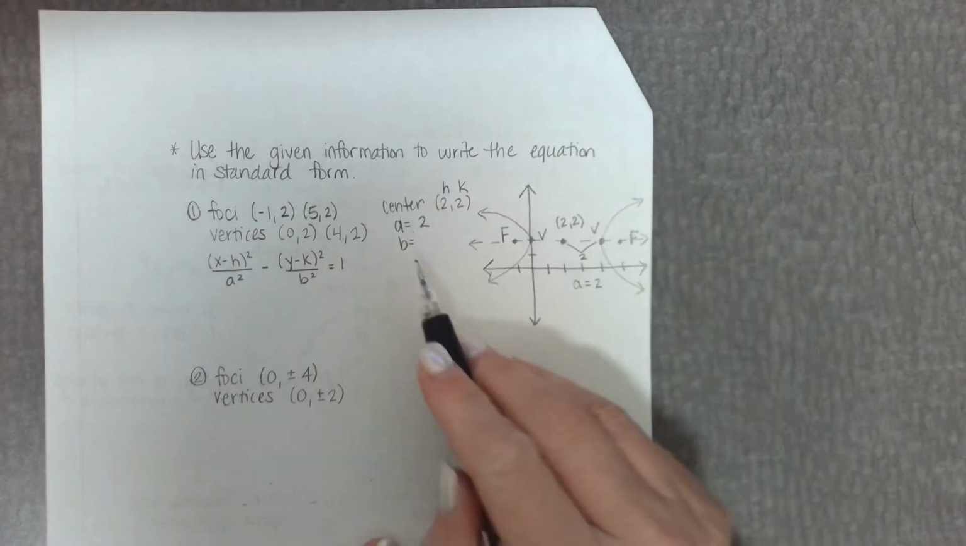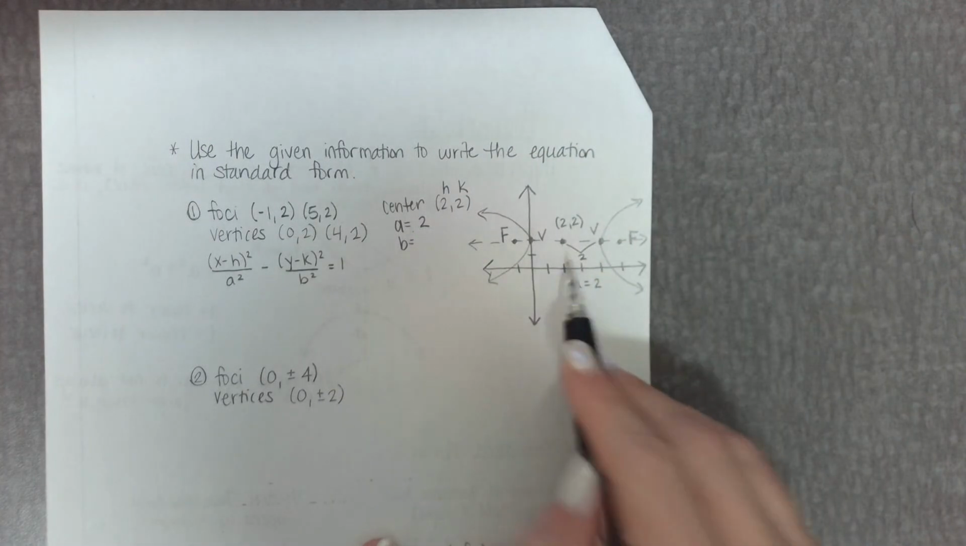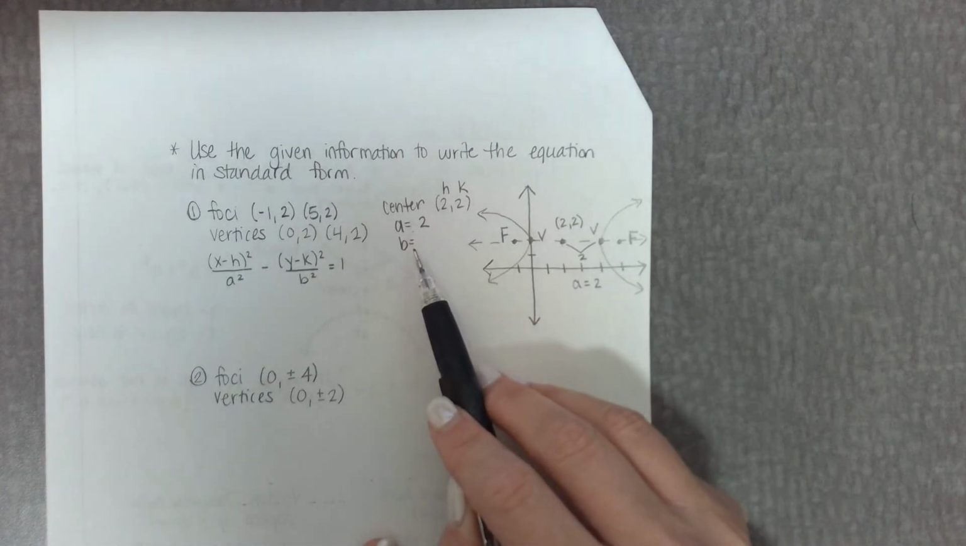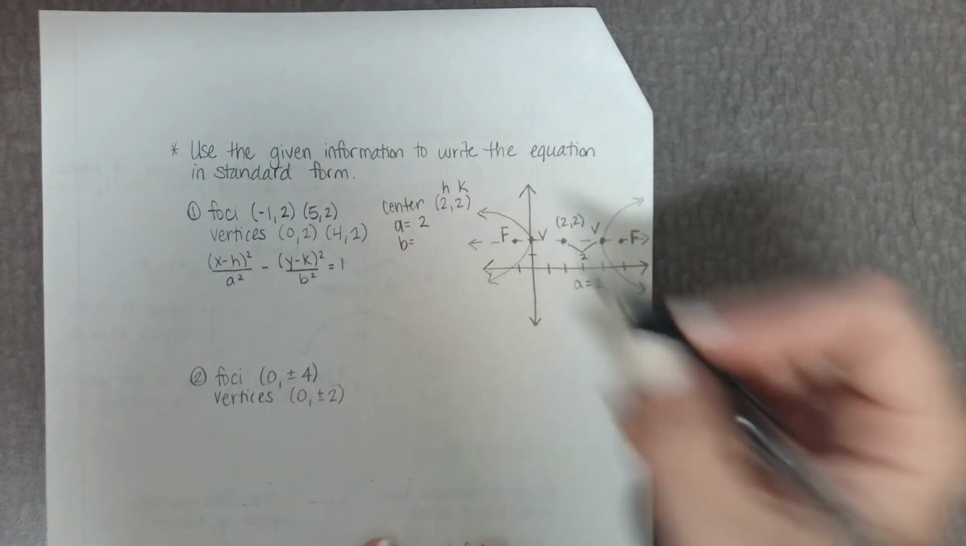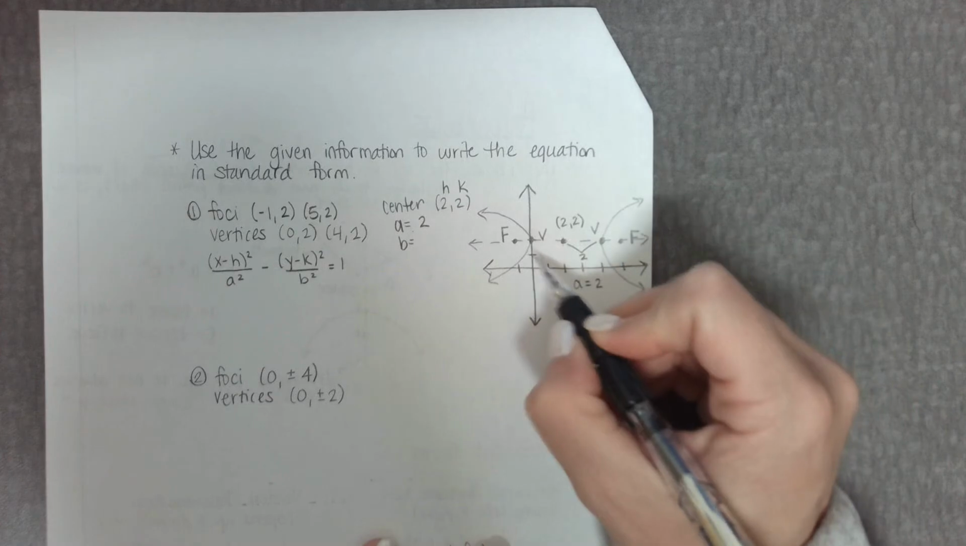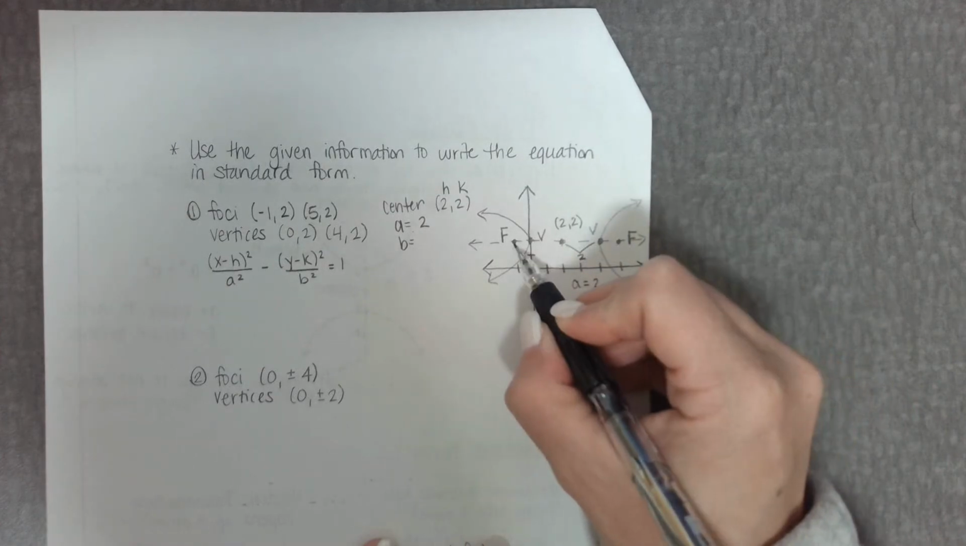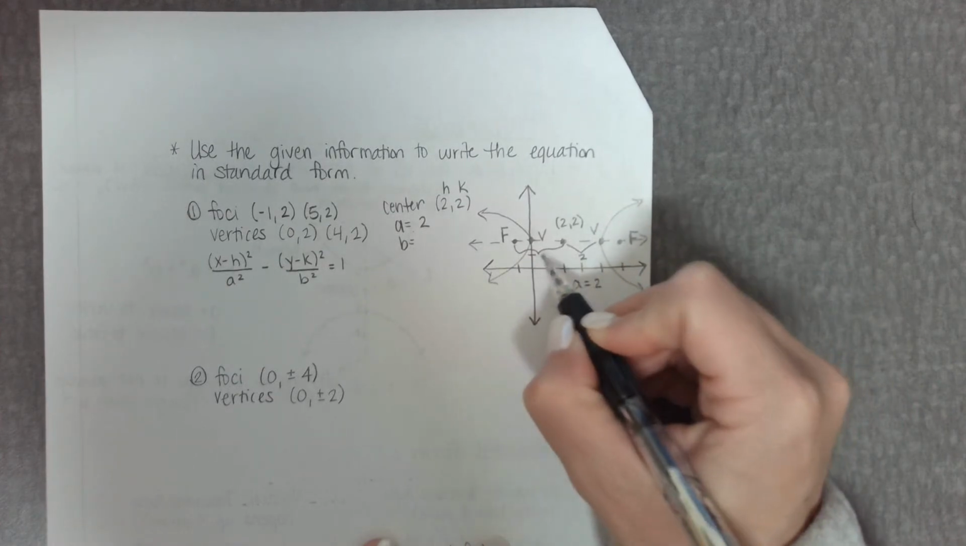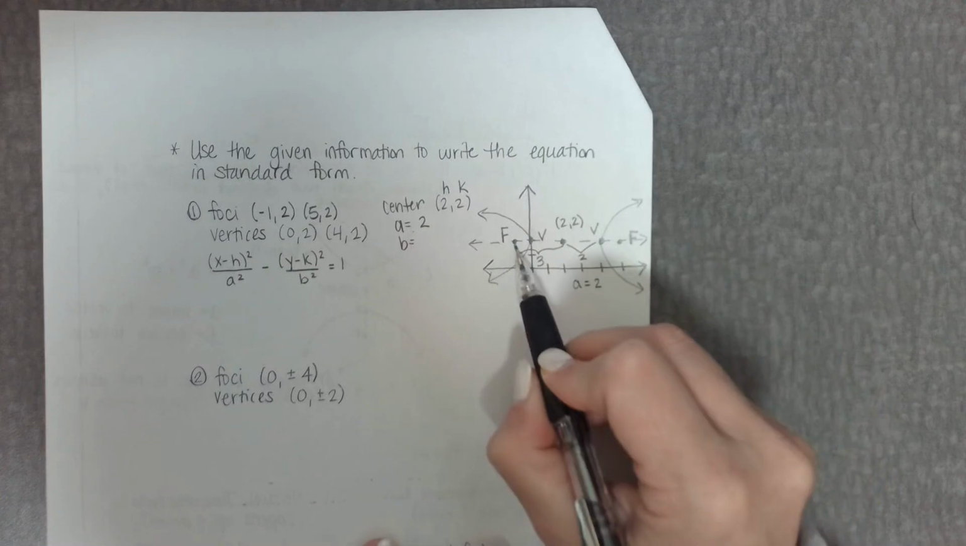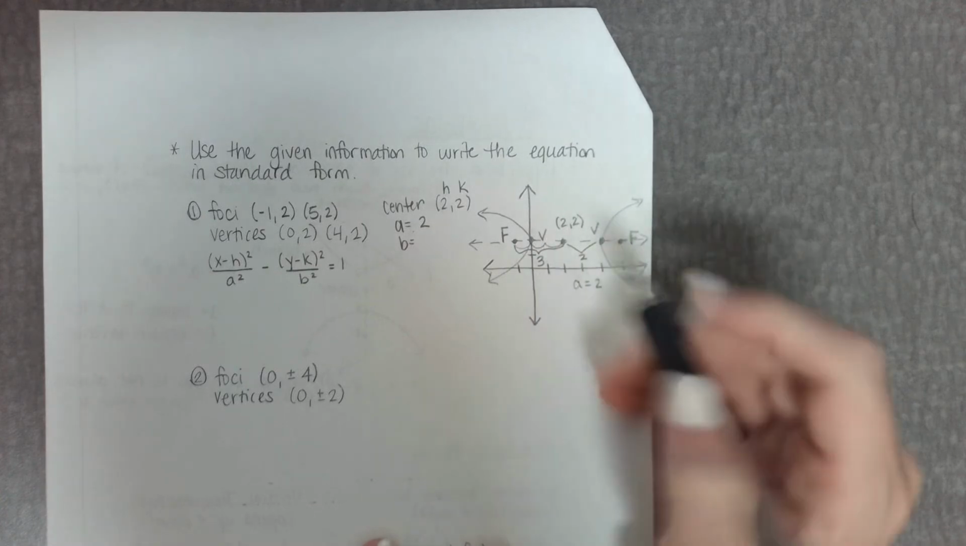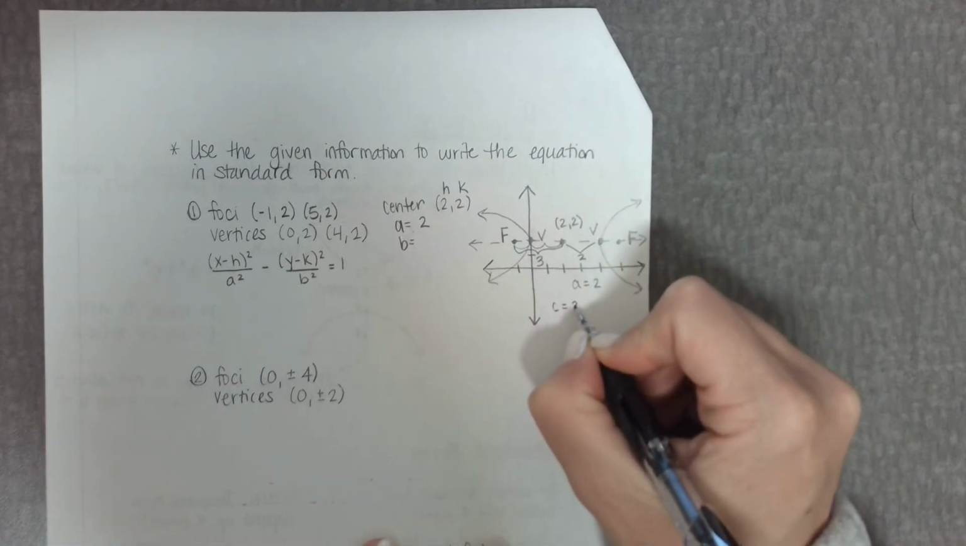All right, we can't see B from the graph, okay, but we can get B if we know C. So we can find C by going center to focus. So if this is our center and this is our focus, that is a difference of 3 units. 1, 2, 3. So our C is 3.